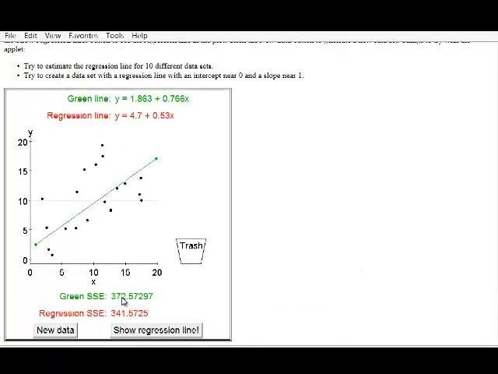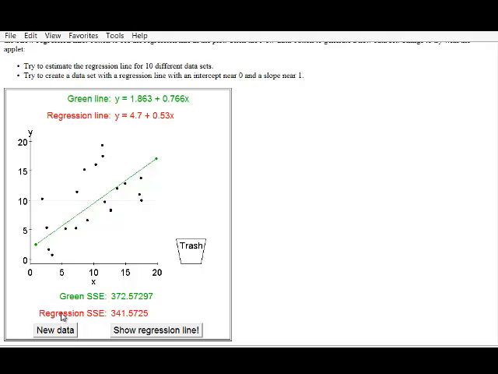Now the other thing, and what we're actually looking at here, is remember that that least squares line is actually taking these residuals, which are the distance from the actual data point down to the point on the line. It's taking those residuals and squaring them and adding them all together, and it's trying to make that sum of squares as small as possible.